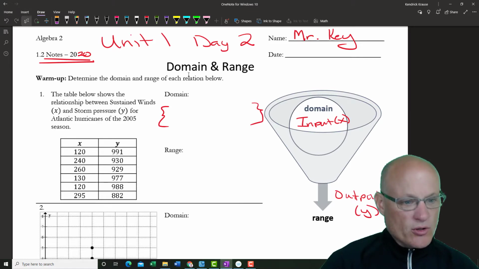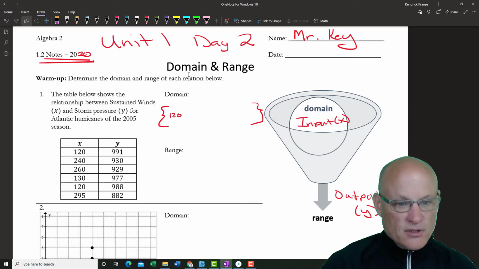And I'll do these in order. So 120 is the lowest. And it's down there twice, so I'm not going to count it. 130, 240, 260, and 295.